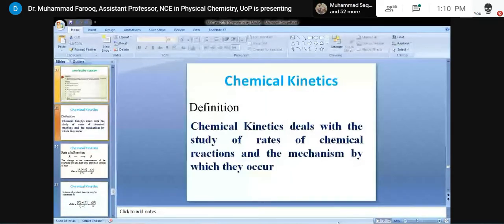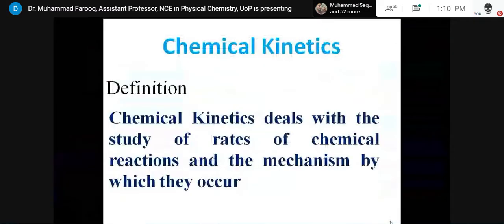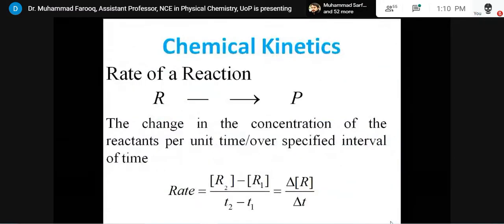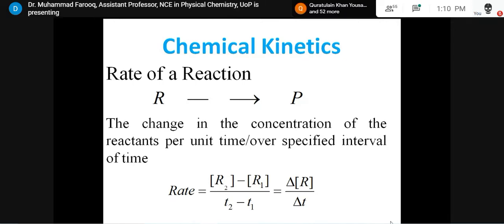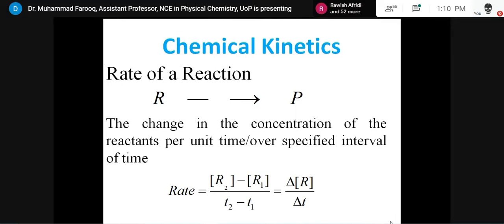Okay, so this is chemical kinetics. For example, this is a reaction: R, the reactant, is converted into product. The rate of a chemical reaction, chemical kinetics, is where we study the rate of a reaction. So R is converted into P. We can define the rate of a reaction as the change in the concentration of the reactants per unit time, or over a specified interval of time. For example, just consider R is converted into P.